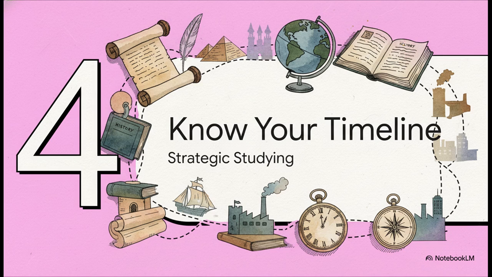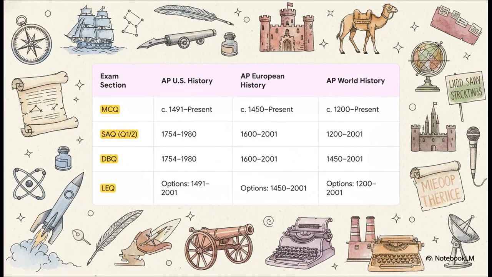Okay, so we've got the format down, right? But here's a pro tip, a huge strategic advantage. What history do you actually need to know? Well, it kind of depends on which part of the exam you're in. That's right, not every section covers the entire timeline of the course, and knowing this can completely change how you study. Take a look at this table. Seriously, this could be your best friend when you're reviewing.